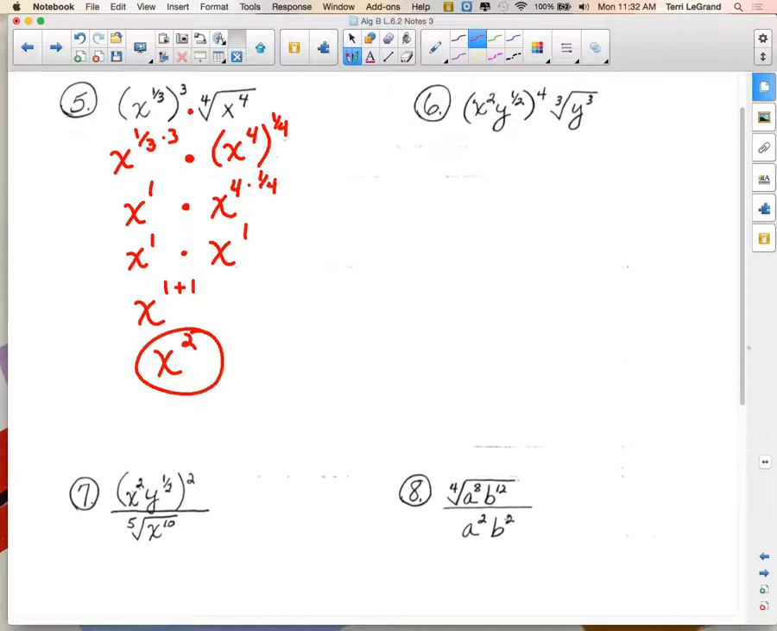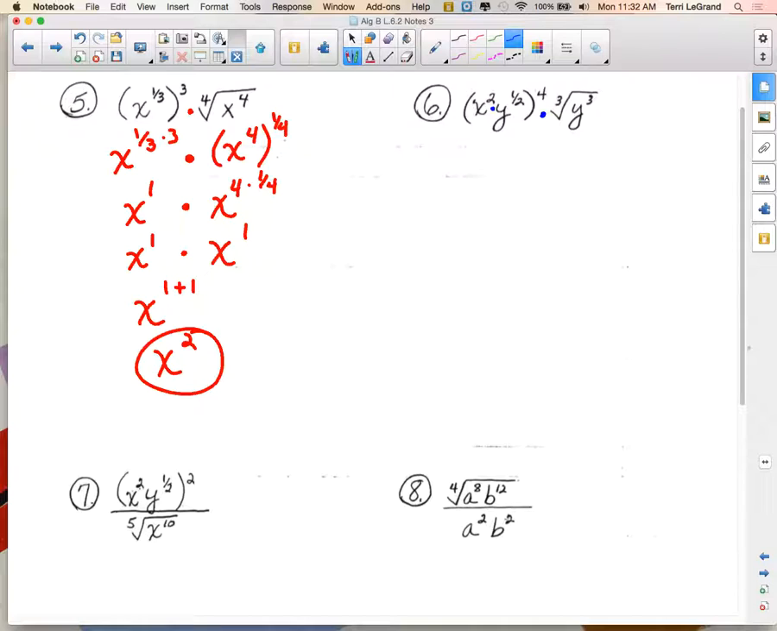Okay, let's look at number 6. We have a multiplication problem here again. We have some multiplication going on there. We actually have some multiplication going on here. So that multiplication inside the parentheses, we call that a product. So we have a product to a power. What do we do with a product to a power? What is our shortcut for that? No?